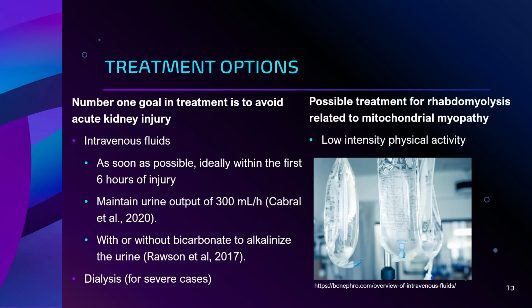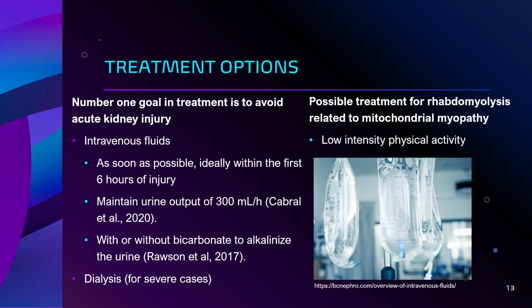No matter the etiology, the most important goal in rhabdomyolysis treatment is to avoid acute kidney injury and address the cause to mitigate the release of myoglobin. The first and most important step in treatment is rehydration. Intravenous fluids should be administered as soon as possible, ideally within the first 6 hours of muscle injury.